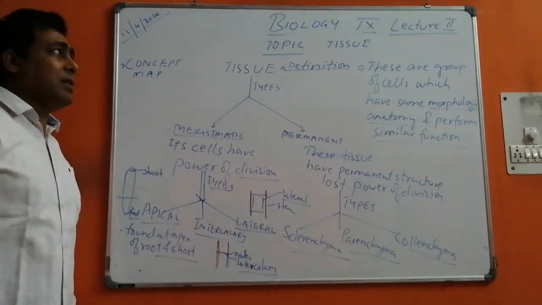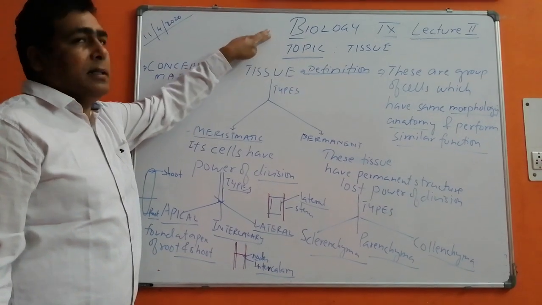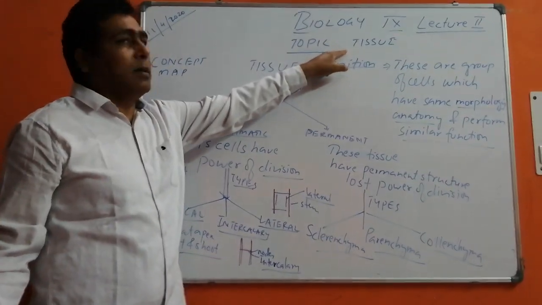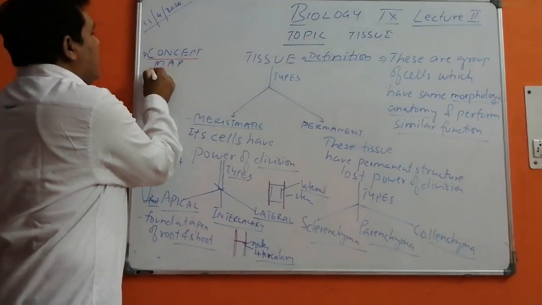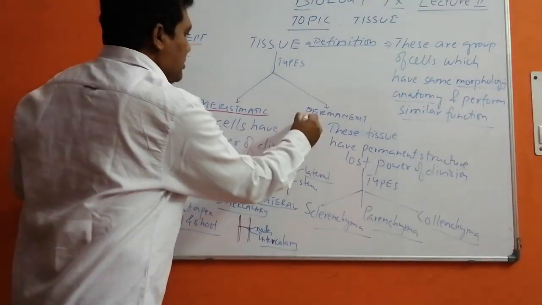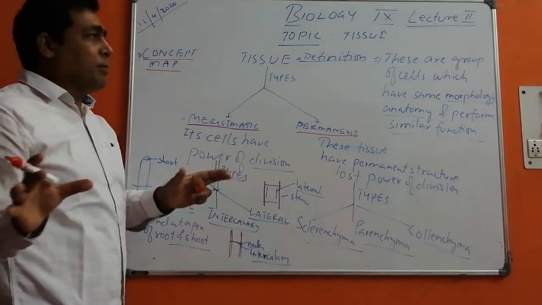Okay, welcome children to my second lecture of biology class 9th. We are today going to learn about tissue. The key topics we are going to learn about are the meristematic tissue, the permanent tissue, and its concept mapping.